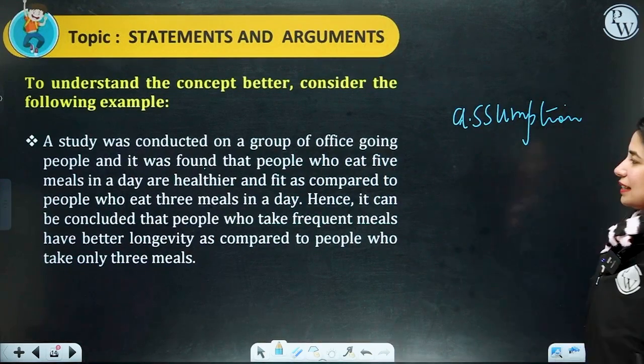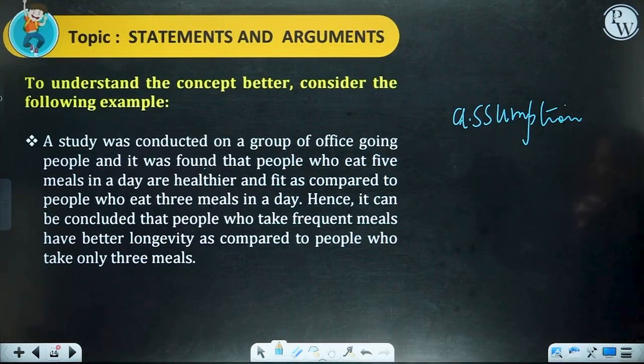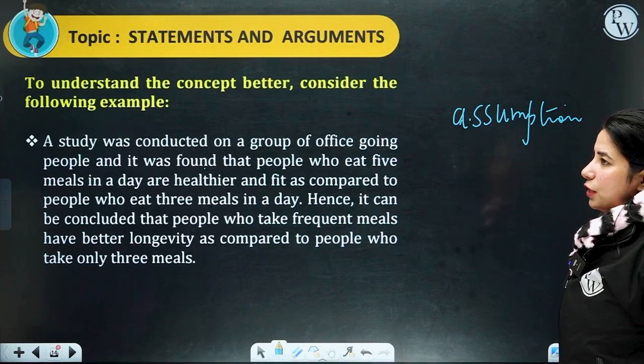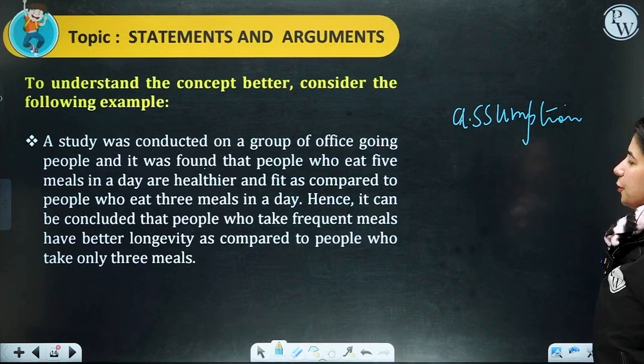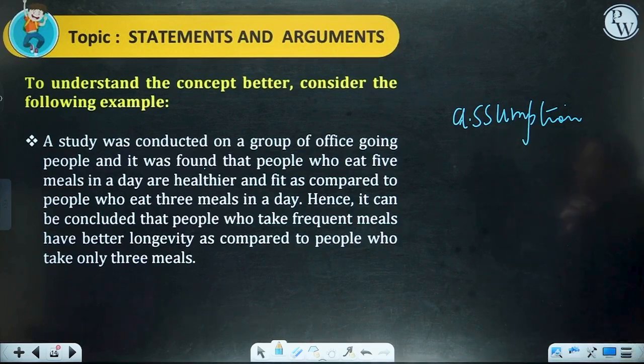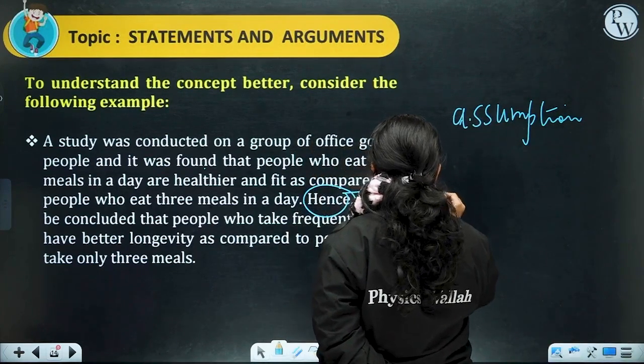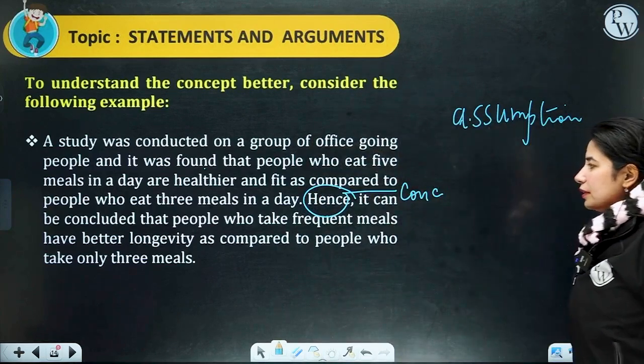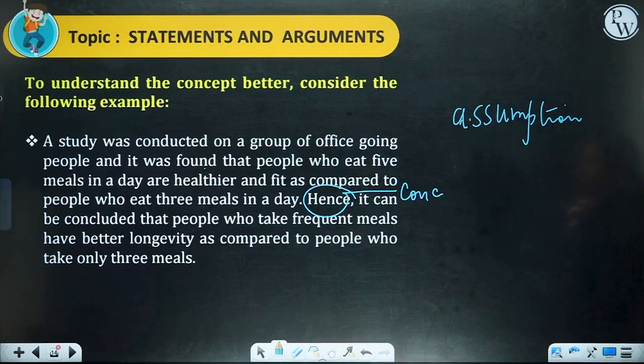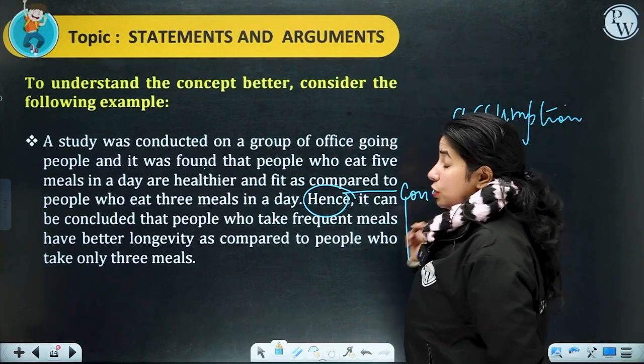But before that, let's take a look at this particular argument. So I'll just step aside so that you can read it nicely and it's easy to explain. A study was conducted on a group of office going people, and it was found that people who eat 5 meals in a day are healthier and fit as compared to people who eat 3 meals in a day. Hence, can you see this is a conclusion indicator? So this is the conclusion statement in the argument. It can be concluded that people who take frequent meals have better longevity as compared to people who take only 3 meals. So this is the conclusion the author is trying to establish.